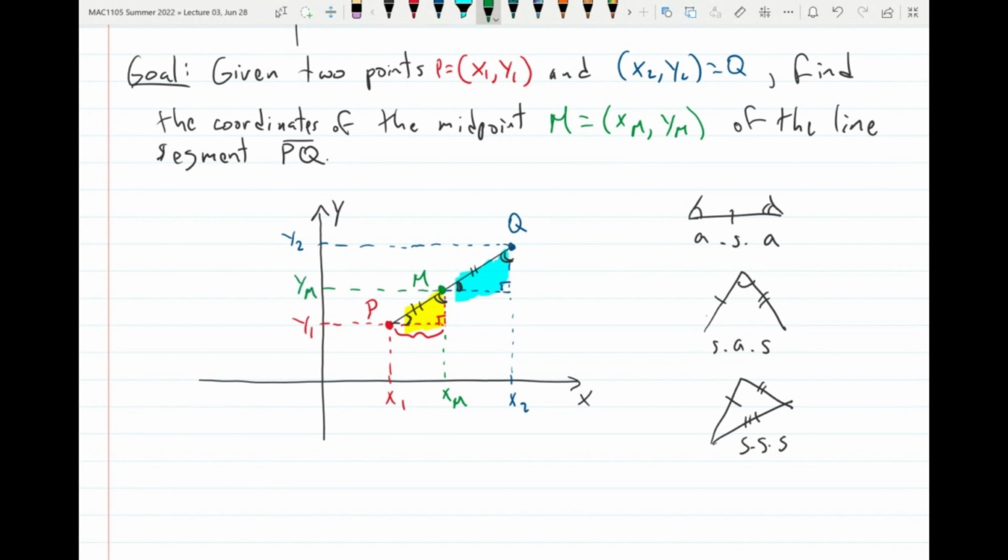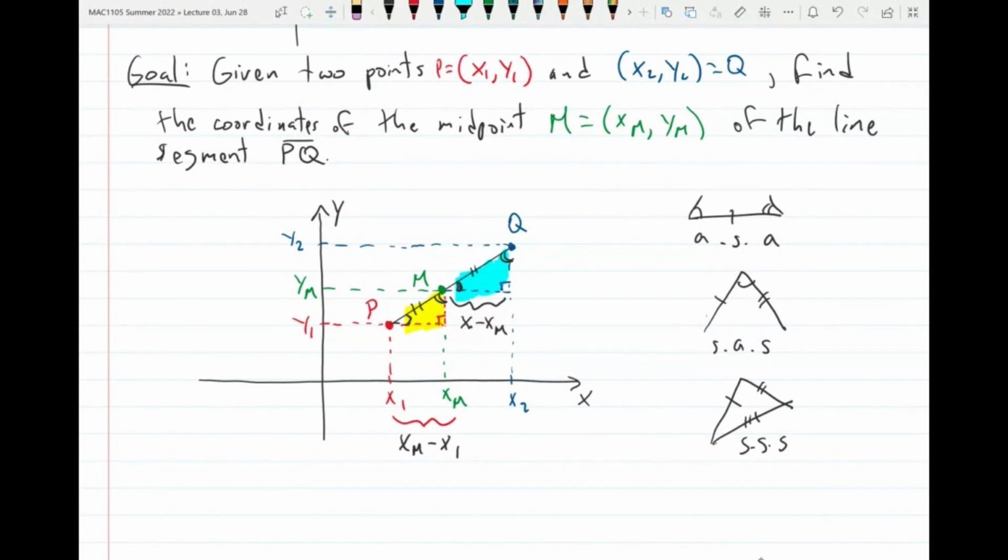Okay, so how much is this? Xm minus X1. Good. Let me write it down here. So this one over here is Xm minus X1. Yes? Therefore, and okay, how much is this? X2 minus Xm. Good.